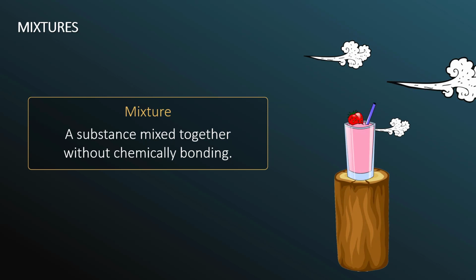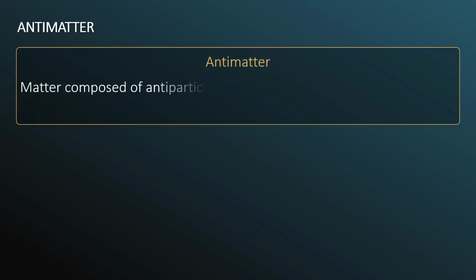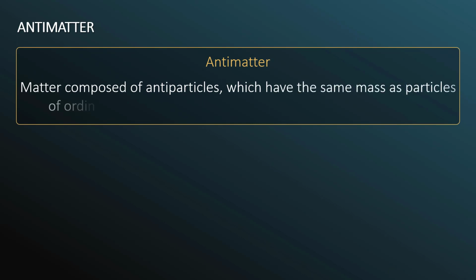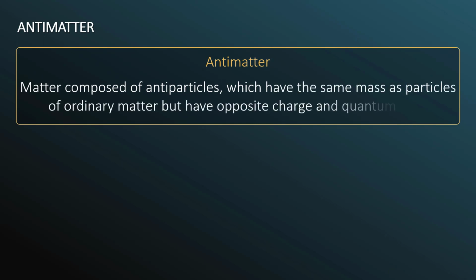A mixture is not the same thing as a compound. A compound has a repeating structure pattern to it. A mixture does not, there's no pattern to this. Antimatter is simply matter composed of antiparticles, which have the same mass as particles of ordinary matter, but have opposite charge and quantum spin. We're not going to talk about quantum spin, but just know that antimatter has the opposite charge of standard matter.